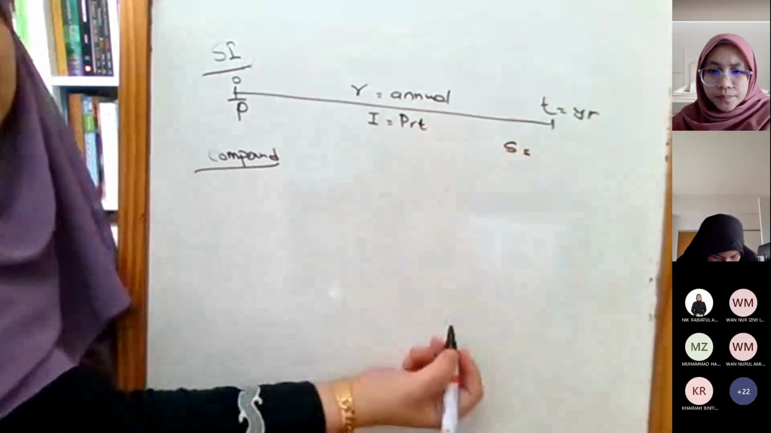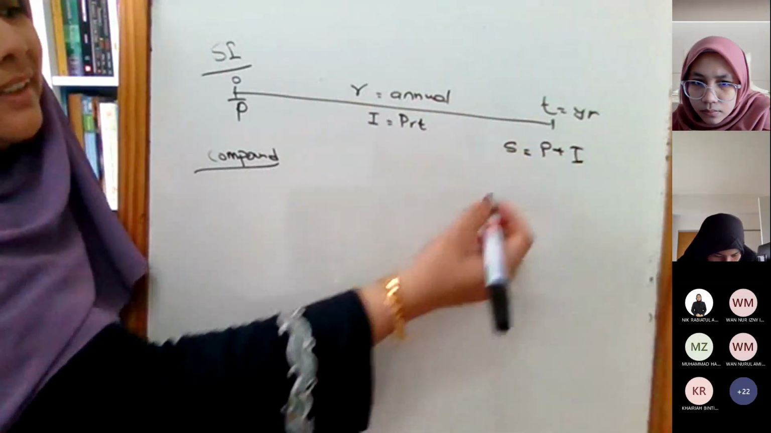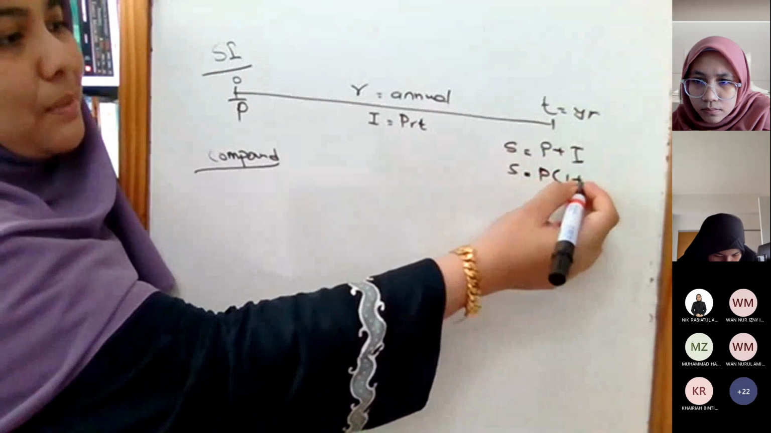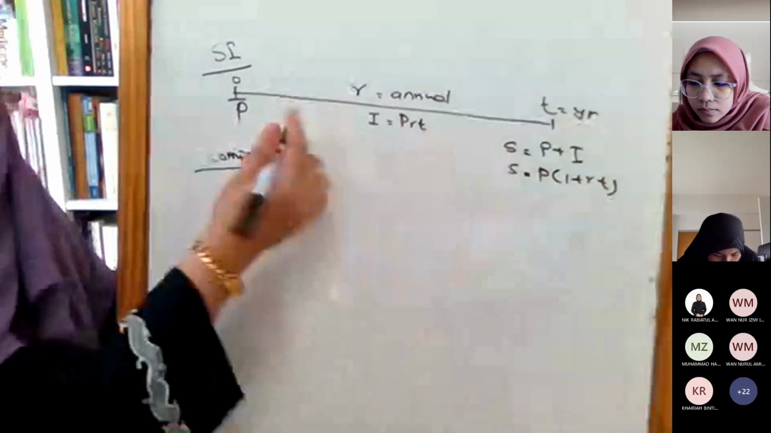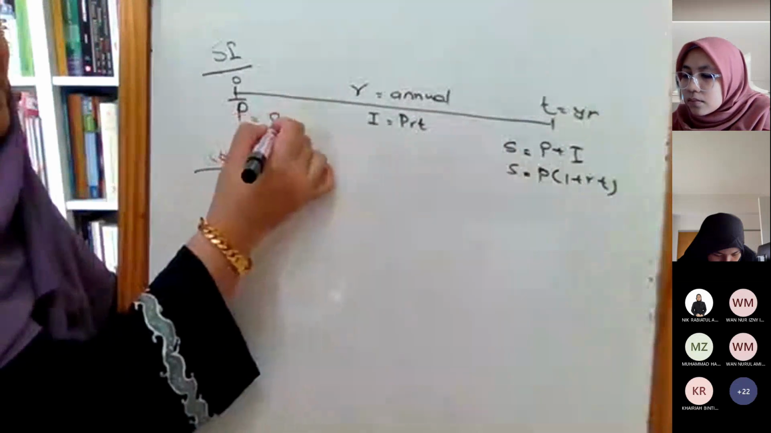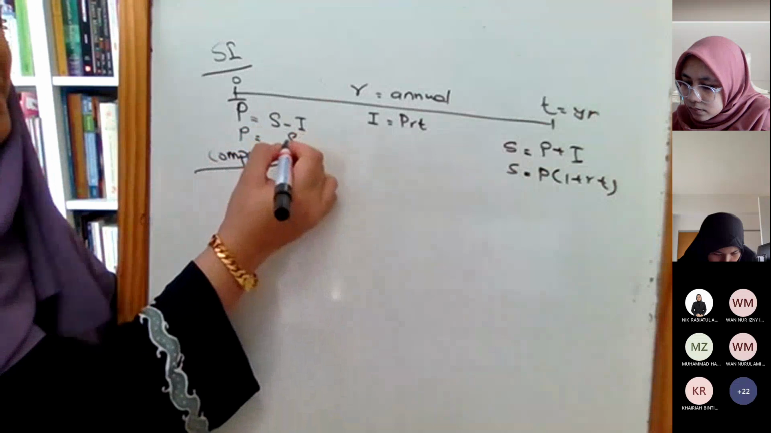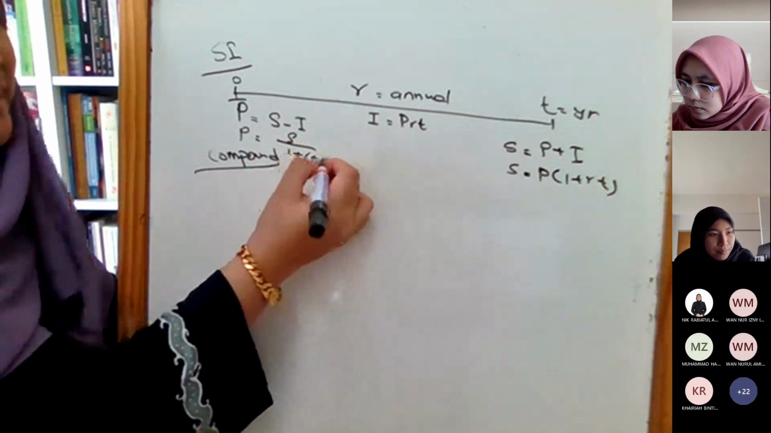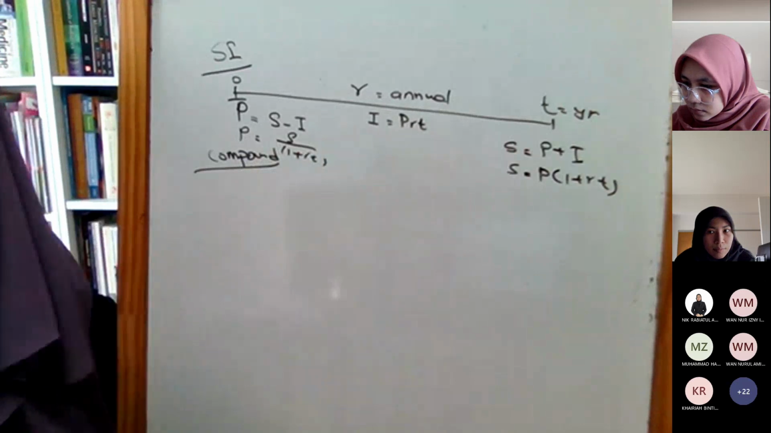Future value for simple interest is simply principal plus interest ataupun it is given by your P(1 + RT). Alright. From here, you could know that your principal is future tolak dengan interest ataupun principal adalah future bahagi dengan (1 + RT). Right? Clear? Simple interest?